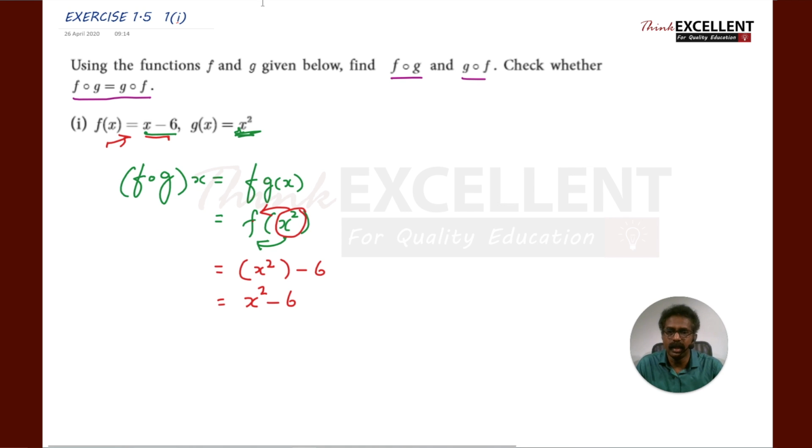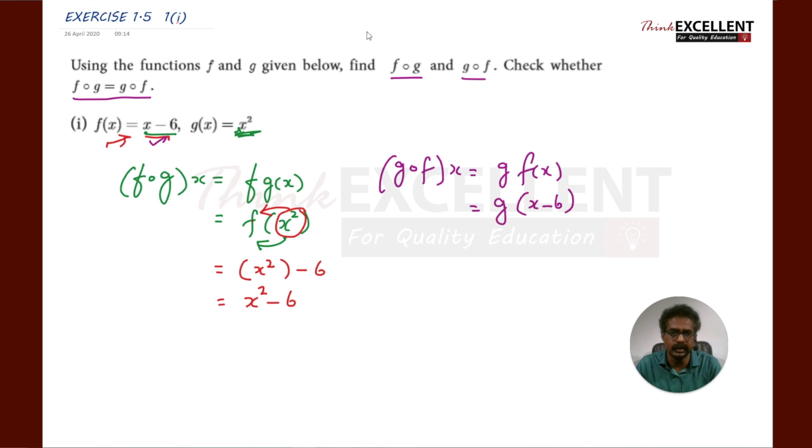Next, let us see how to find the right side. What is the right side? G composition F, right? So now we are finding G composition F. You write G composition F of X. That can be written as G of F of X, right? What is F of X? That is given here, X minus 6, right? That X minus 6 you write here.